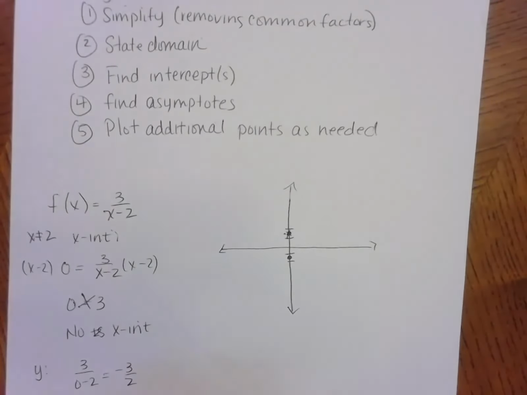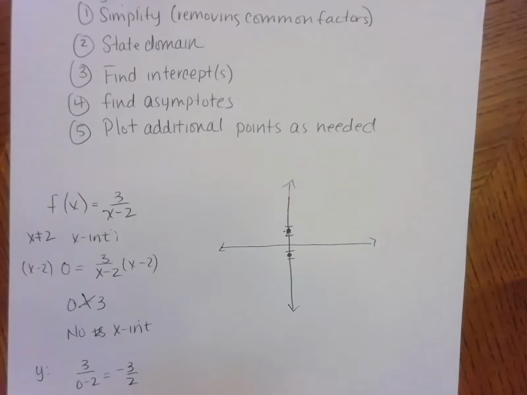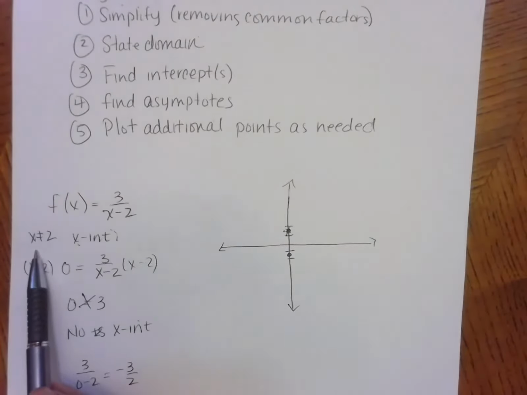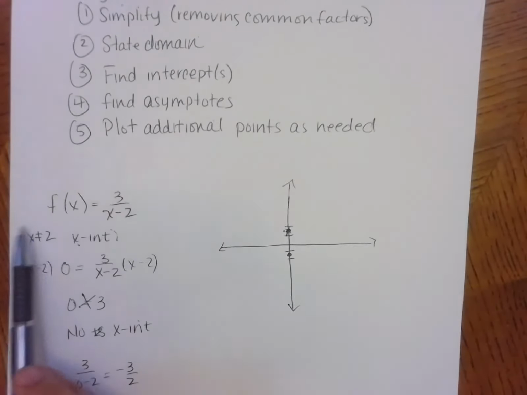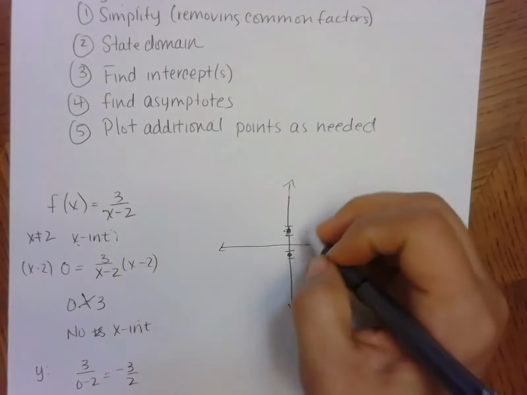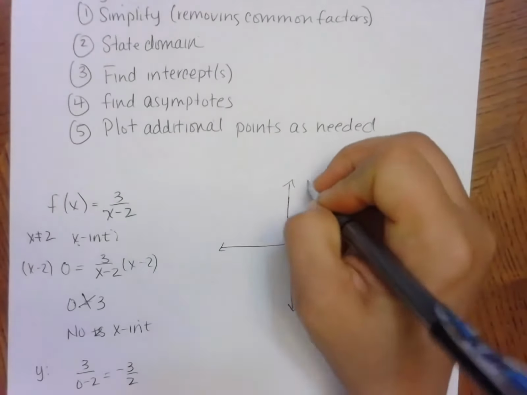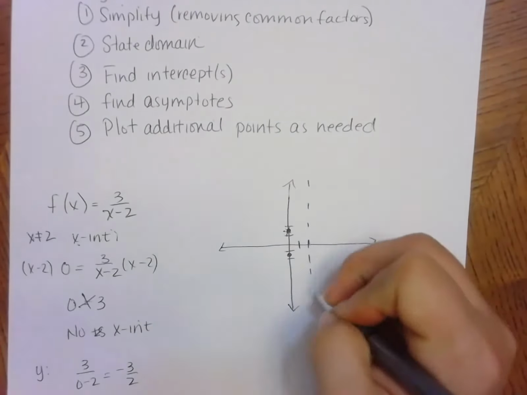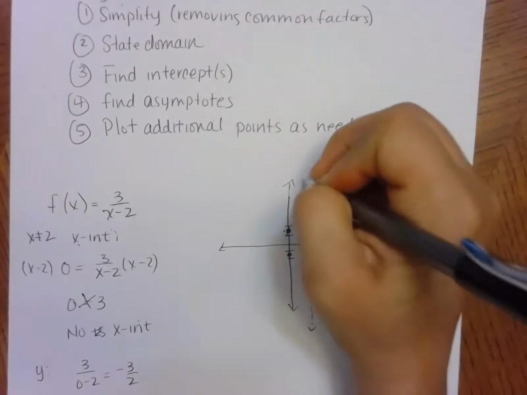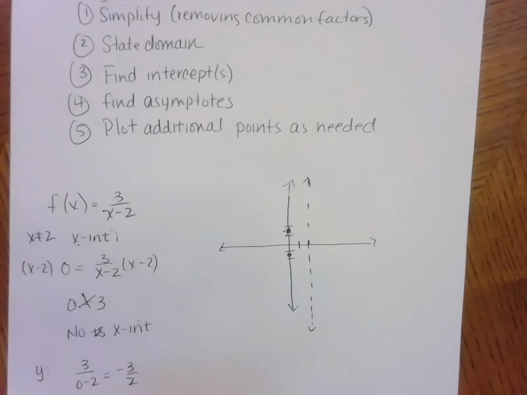Now we can find our asymptotes. Okay, so vertical asymptotes come from, it's all simplified, anywhere where the denominator is 0. So this x equals 2, which is our domain restriction, becomes a vertical asymptote. So I'm going to draw that. I use the dotted line there because it's not actually part of my graph, it's just a boundary that'll help me draw my graph better.